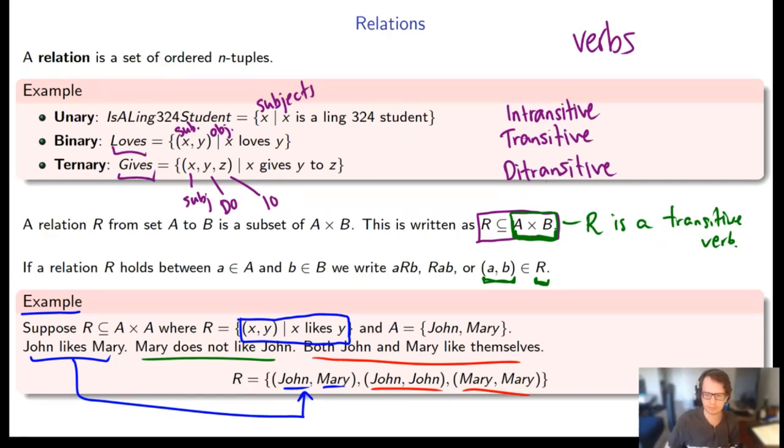Do you have to have a name for the relations? Like, is Ling 324 student or loves or gives? I've just given those names here so that we can actually think of them in terms of concrete language. But like in this example, I've just used R. So you can just use a capital letter or you can give it a name that actually has meaning. It's up to you and it's up to however the question's worded. Typically, I try to give them real names because we work with language.